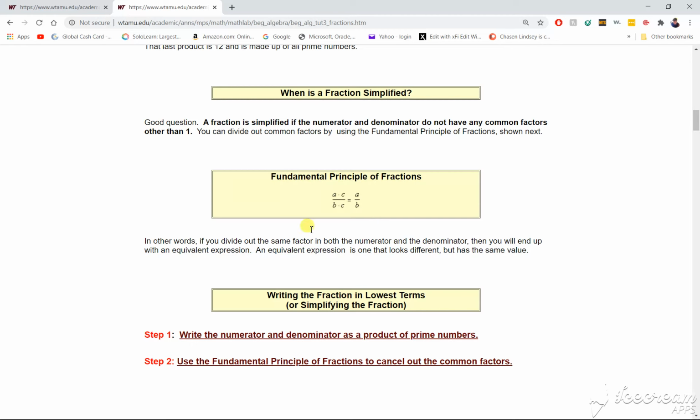Basically, when these two are multiplied by the same exact number, then that number is going to be a factor of it.